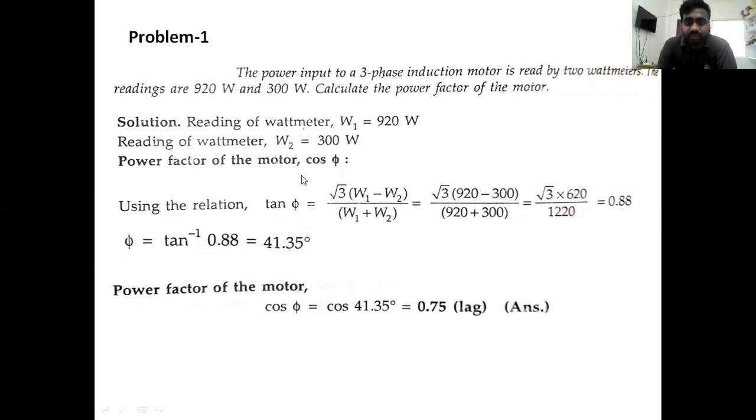We calculated the behavior of tan phi here. Phi is equal to tan inverse of 0.88. Okay. So next we define the power factor expression.